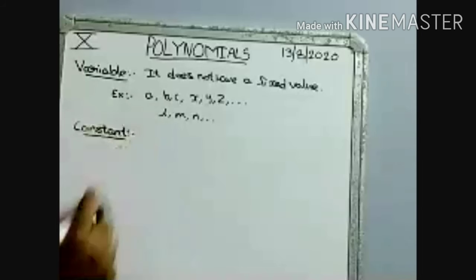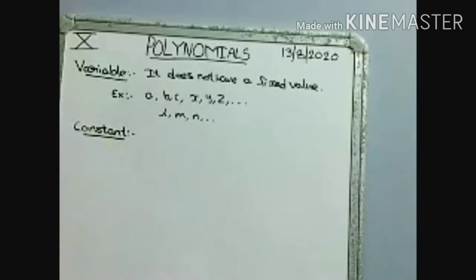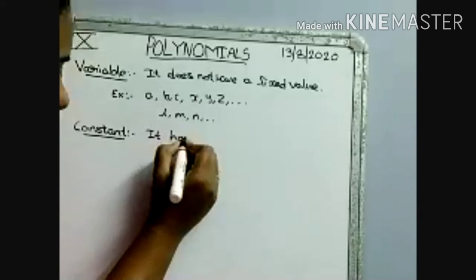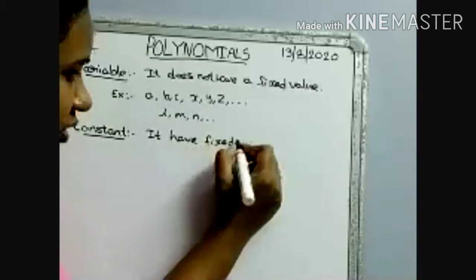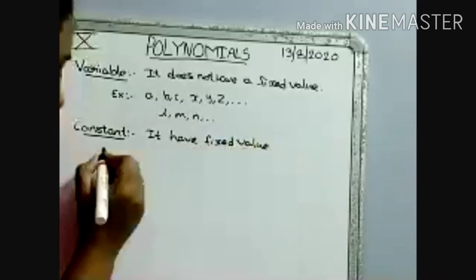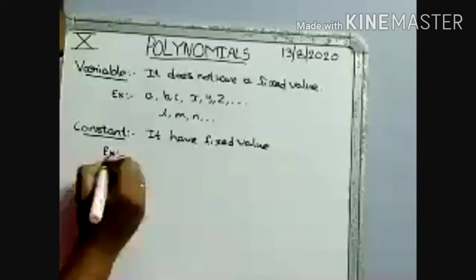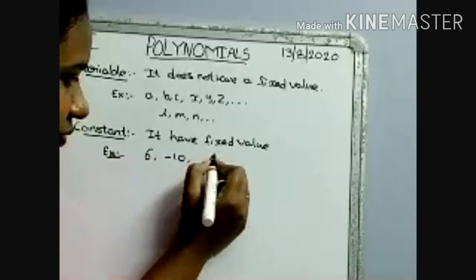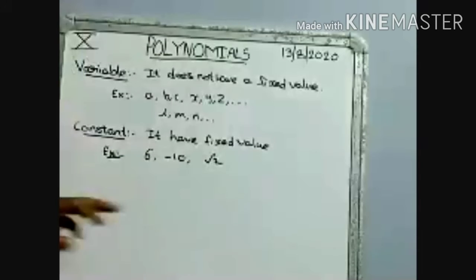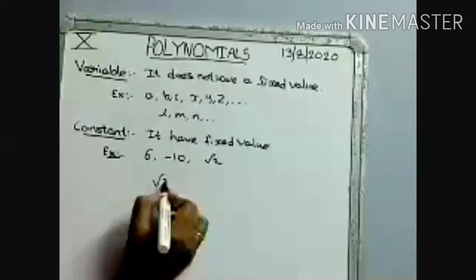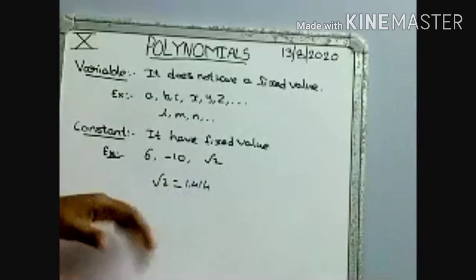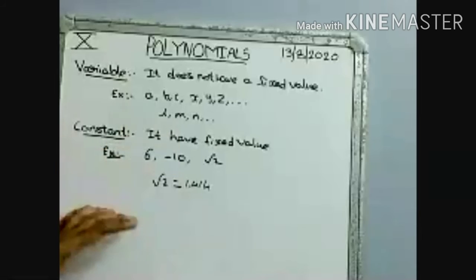Constant means what? It has a fixed value. For a constant, it compulsorily has a fixed value. What can we take as this fixed value? Suppose we can take numbers, some 6, minus 10, some root 2. Anything you can take. Why? Because for root 2 we can take the root 2 value. How much? It is 1.414. Yes or no? That is a fixed one. For anything you can take the fixed value.